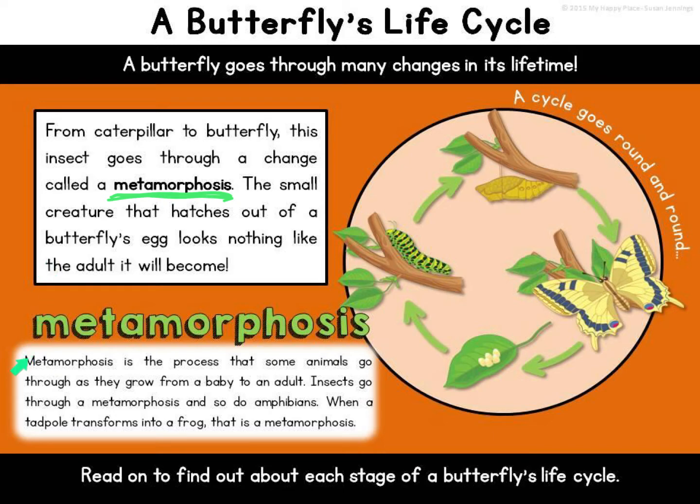Metamorphosis is the process that some animals go through as they grow from a baby to an adult. Insects go through a metamorphosis, and so do amphibians. When a tadpole transforms into a frog, that is a metamorphosis. Read on to find out about each stage of a butterfly's life cycle.